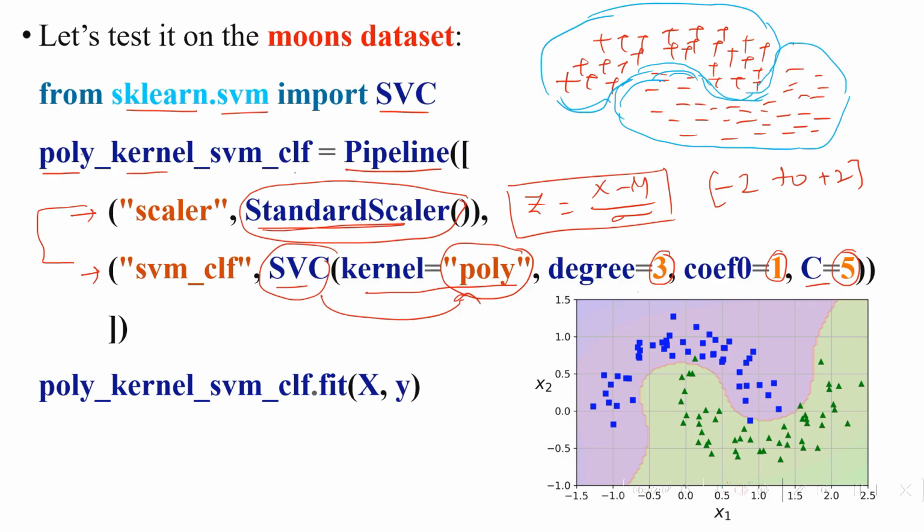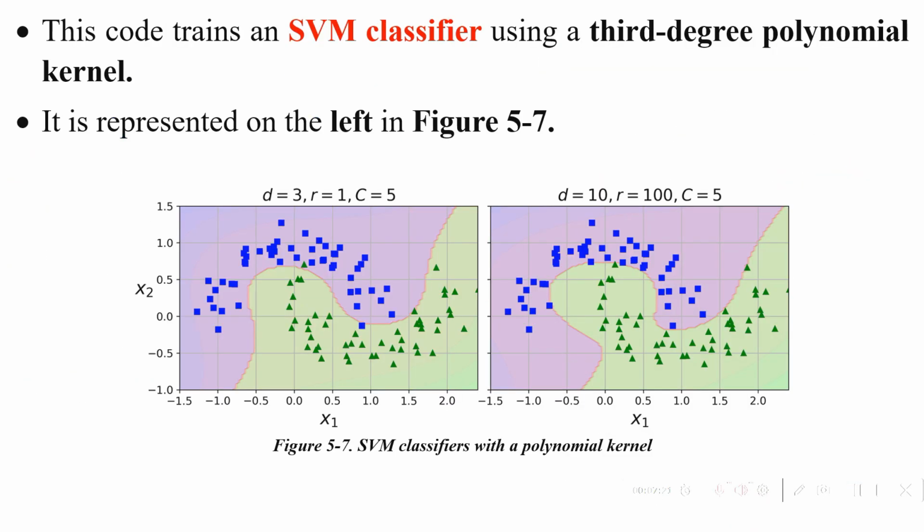So that is our model, the polynomial kernel SVM classification. Fit is for training the data, x is nothing but features and y is nothing but the corresponding class labels. So this is about our model. Now here this code trains the SVM classifier using the third degree polynomial kernel. So it is represented in the form of this diagram.